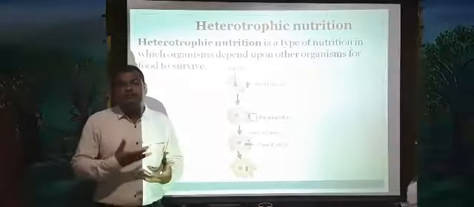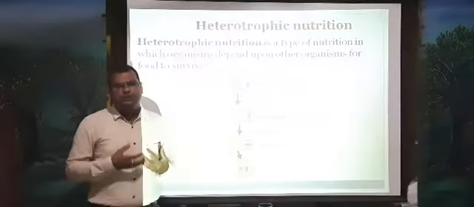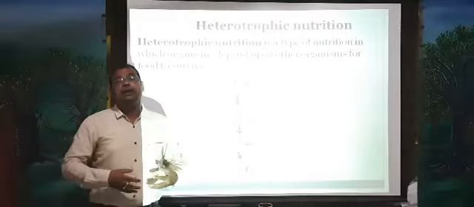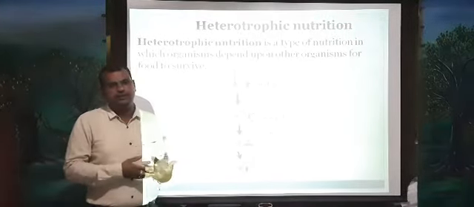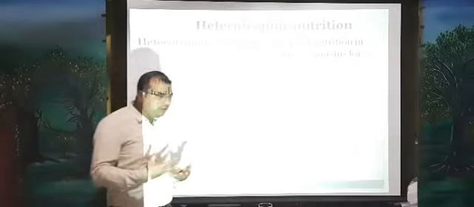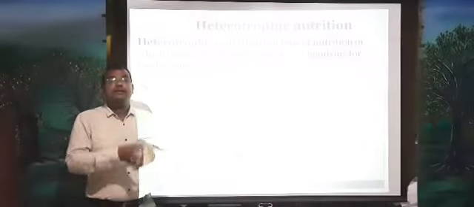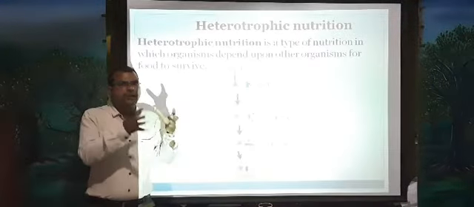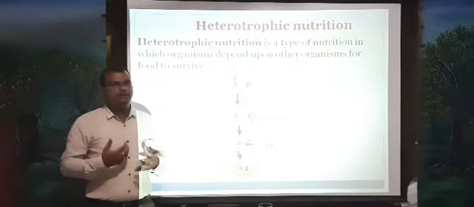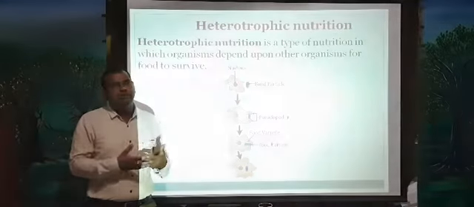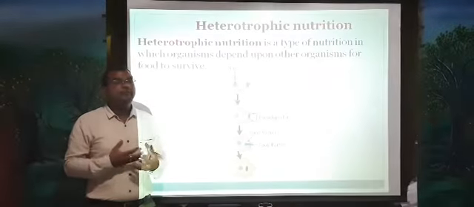How do they get food? Heterotrophic nutrition means they depend on other organisms. They don't prepare their own food. The way of depending is different in different organisms. Sometimes the food is not movable; it is stable. In that case, the organisms go there and get the food. If the food is movable, then they have to run and catch it. So the way of getting food is different.